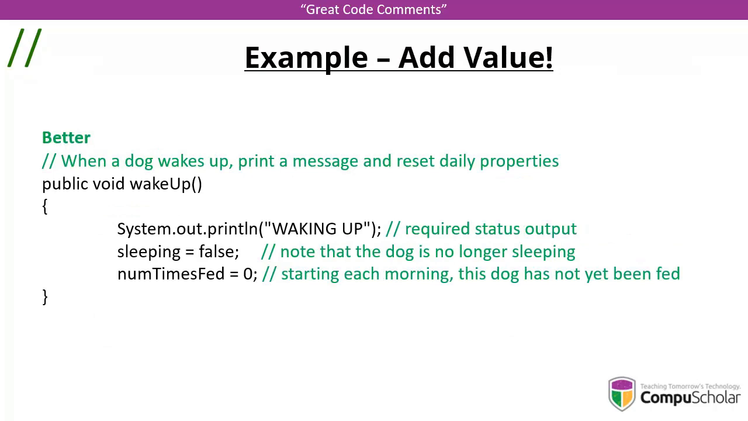Now again, we've left comments on every line here, even though that might be overkill, but we've at least rephrased them so that we're giving a little bit more context. The reason that we're printing out this message to the screen is that it's required status output. The reason that we're setting this flag to false is to note that the dog is no longer sleeping. And based on our system requirements, every time the dog wakes up, we're going to assume the dog has not been fed, so that's why we're setting the number of times fed equal to 0.